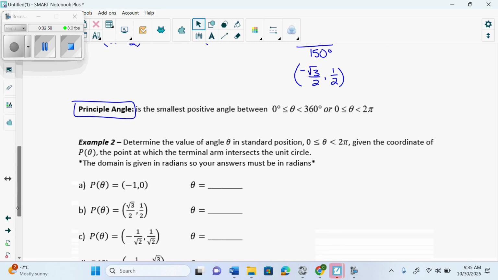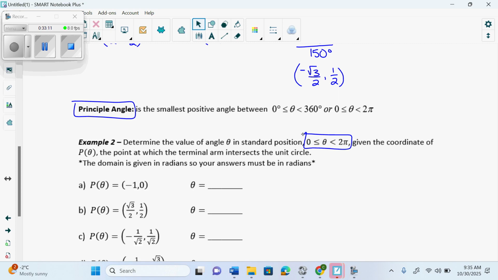Okay. This one says determine the value of angle theta in standard position. So what do we do first? I gave you angles, asked for coordinates, correct? Now I'm giving you a coordinate, asking for the corresponding angle. If I do that, I have to give you a restricted domain, or you have to give me all the solutions, right? So this is a restricted domain between 0 and 2 pi.